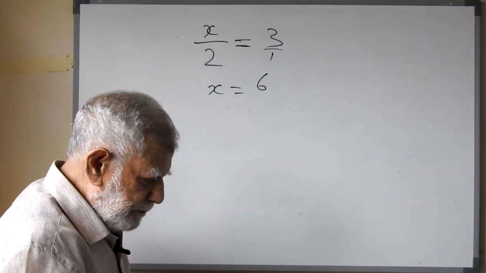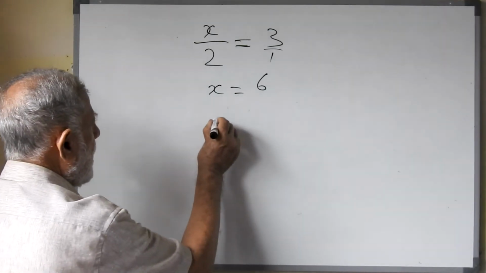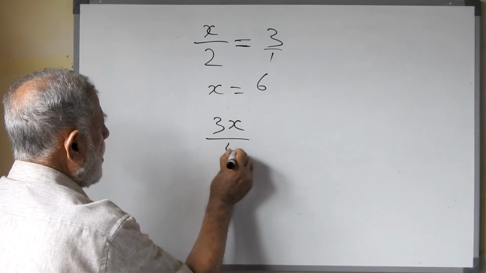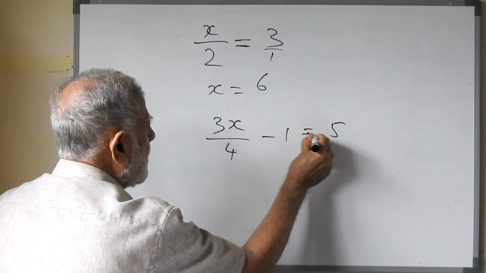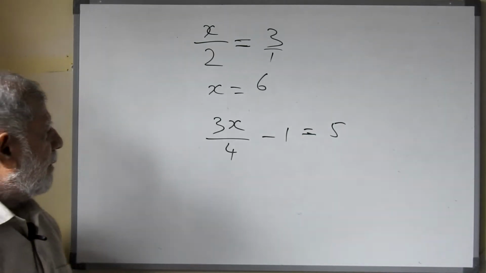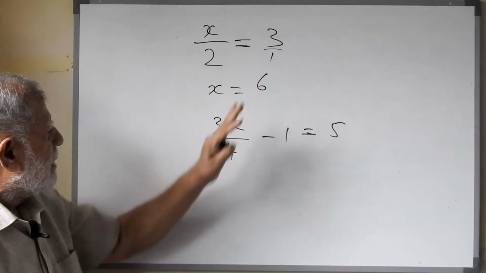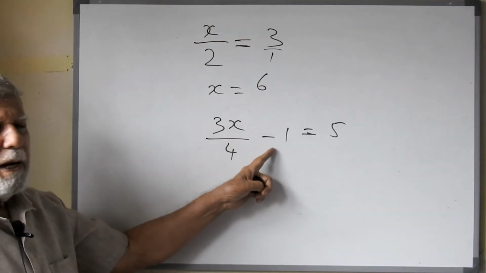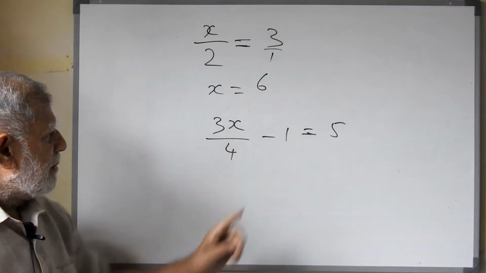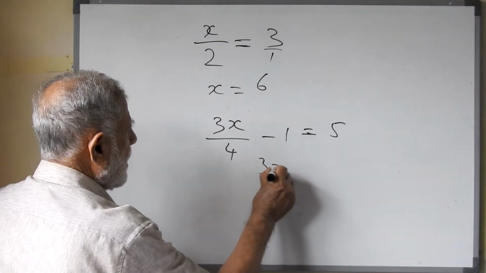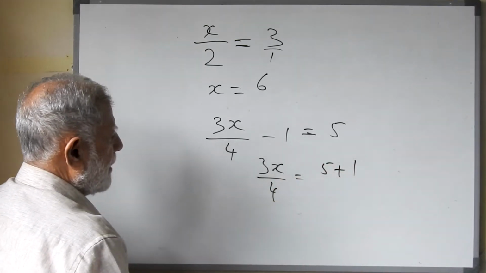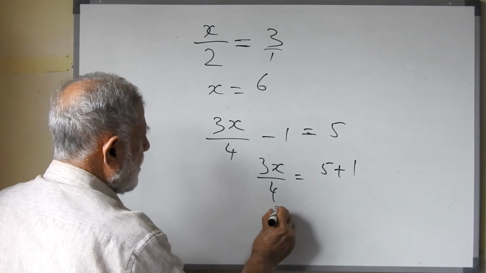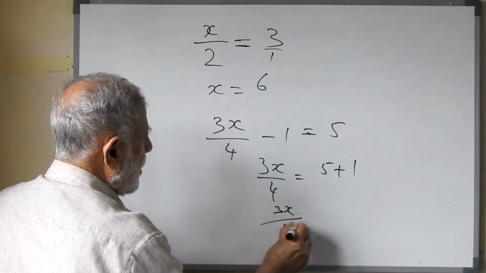We'll take another example. 3x upon 4 minus 1 is equal to 5. Look at this. Now, there are three terms. We can't cross multiply as it is. What we should do is get two fractions like this. So, what we can do is bring the minus 1 onto that side. So, then we will have 3x upon 4 is equal to 5 plus 1. So, 3x upon 4 is equal to 6.